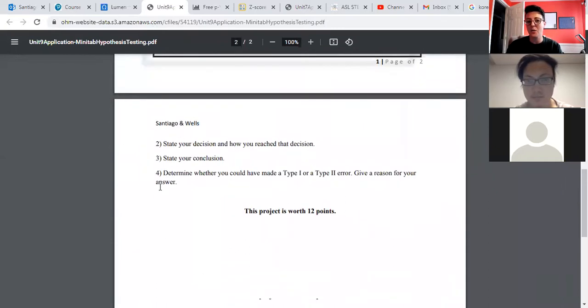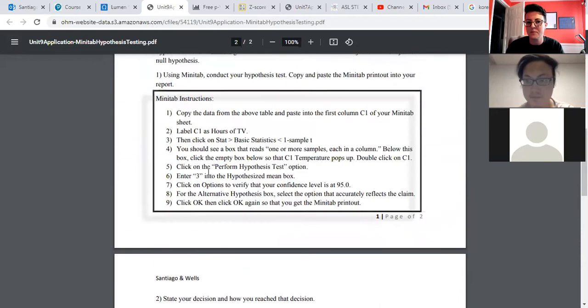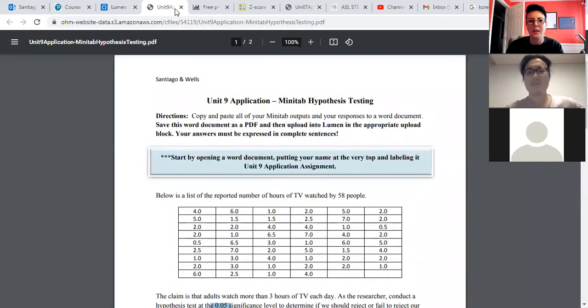And then you just have your 3 statements. State your decision and how you reach that decision. Is your p-value less than your alpha? Is your p-value greater than alpha, right? Think about that. You're going to state your conclusion, and then you determine whether you could have made a type 1 or type 2 error. All right. Any questions for me on this?